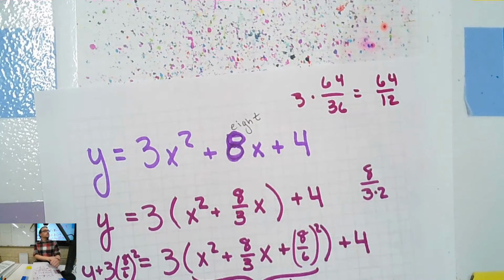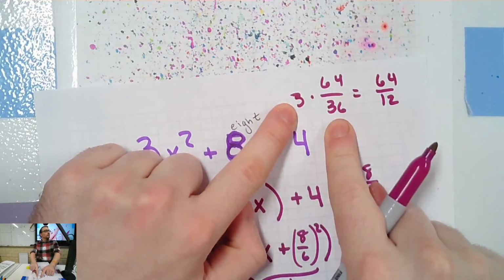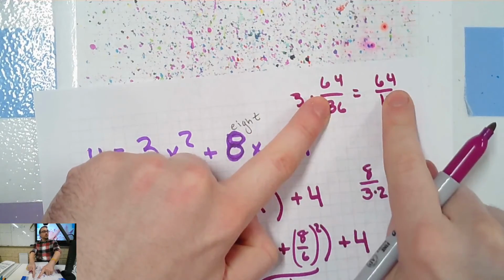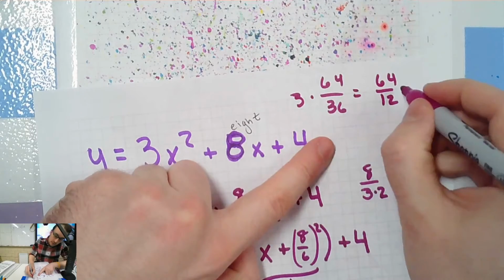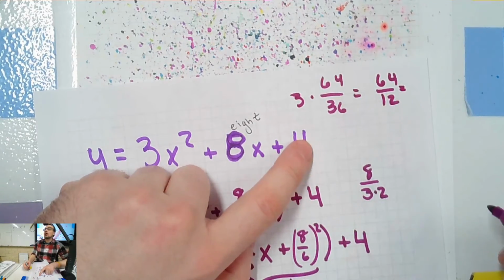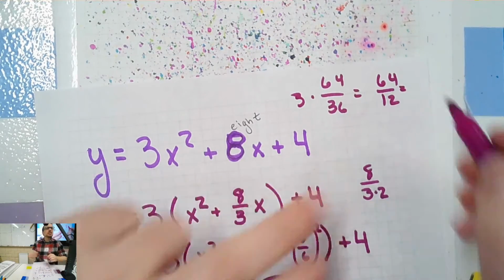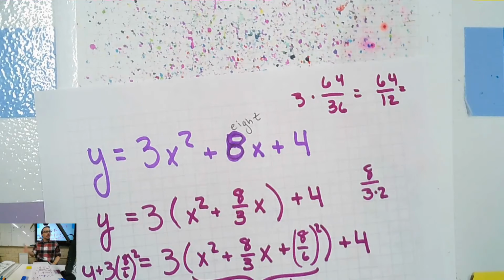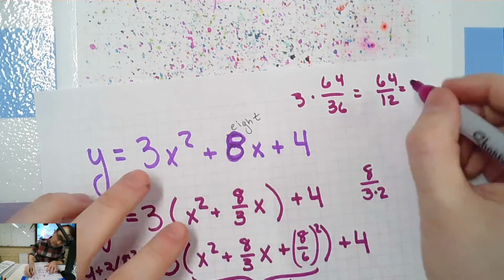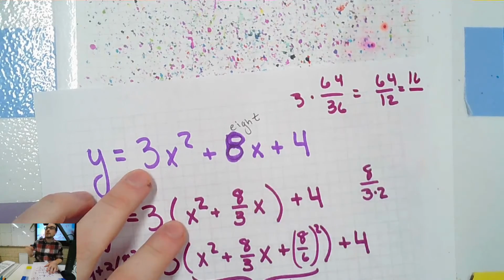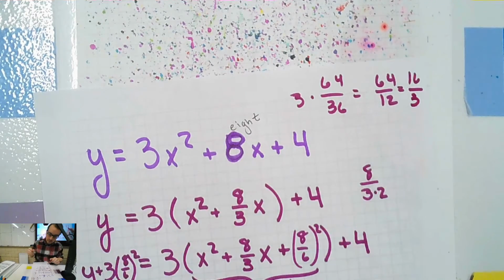You dig? Right? That's 1/12 times 64, 64 twelfths. Both those are divisible by what? 2, but also 4, right? What's 64 divided by 8? 8. So 64 divided by 4 is 16. What's 12 divided by 4? 3. 16 thirds.